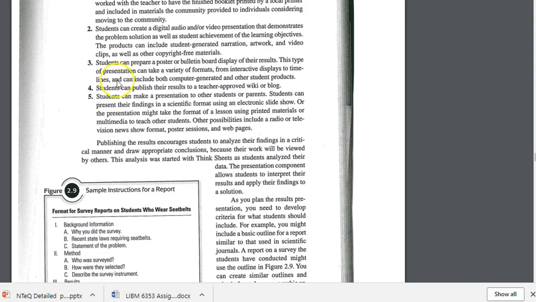Students can even go back and just prepare a poster or bulletin board that displays their results. And this can take on a variety of formats. It could be an interactive display, a timeline, it could be computer generated, or just student created on a poster board. You could have your students publish their results on a wiki or a blog, or students can make their presentation to other students or parents.